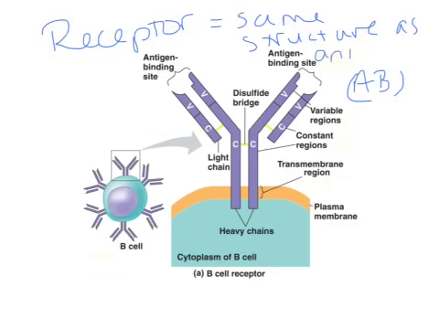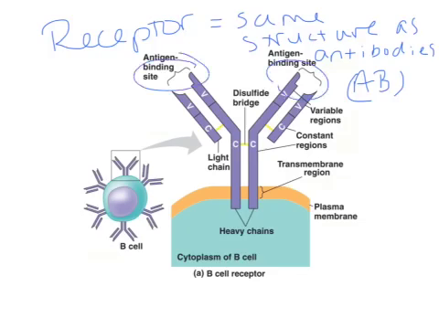In my rush to make you not watch the longest video ever, I'm just making it longer by not being able to write. So your receptor of your B cell is going to have the same structure as your antibody, or your AB. The B cell receptor, you can see it looks a little bit different than the T cell receptor. The B cell receptor can attach to two antigens.